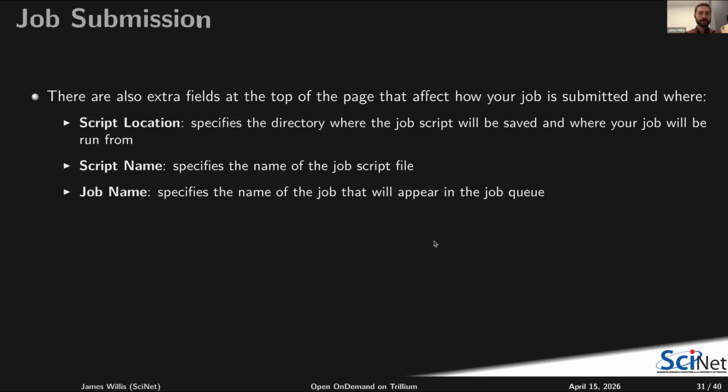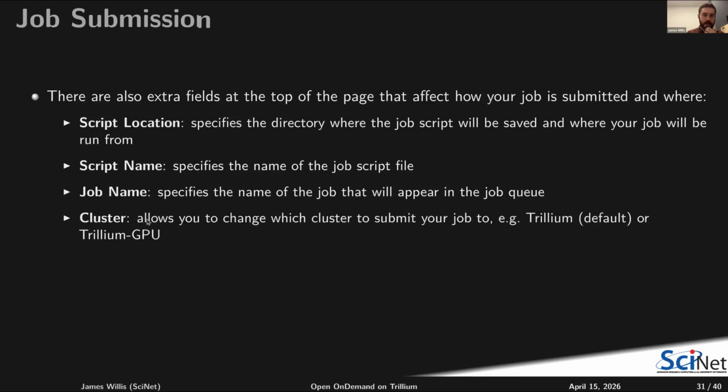And then the job name. So this specifies what Slurm sees your job as. So the script name and job name are different. Or they can be, it depends on how you want to name them, but this is how it will look in the Slurm job queue. And then the cluster dropdown will change which cluster your job is submitted to. So if you need GPUs, you can change it to Trillium GPU. Otherwise, just leave it as default and it'll submit to the Trillium CPU queue.